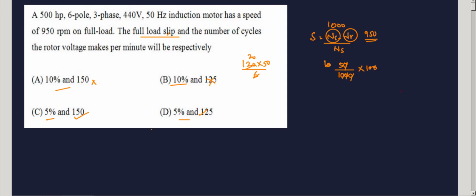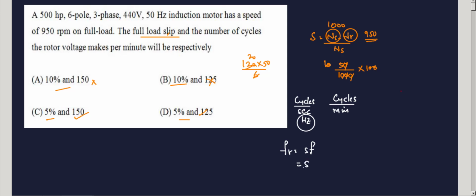Number of cycles of the rotor voltage per minute. He asked for the number of cycles the rotor voltage makes per minute. So we know that cycles per second is Hz. Cycles per second is Hz. So Fr equals S into F.